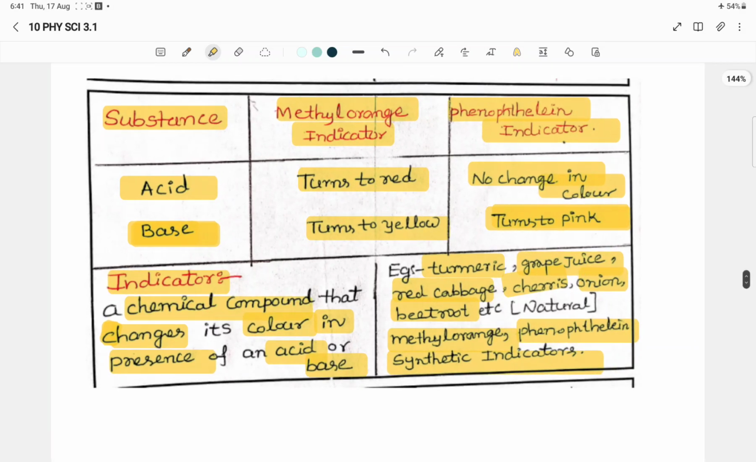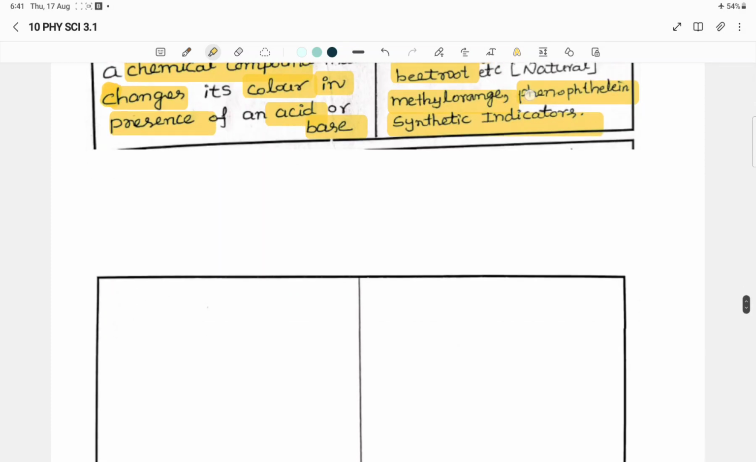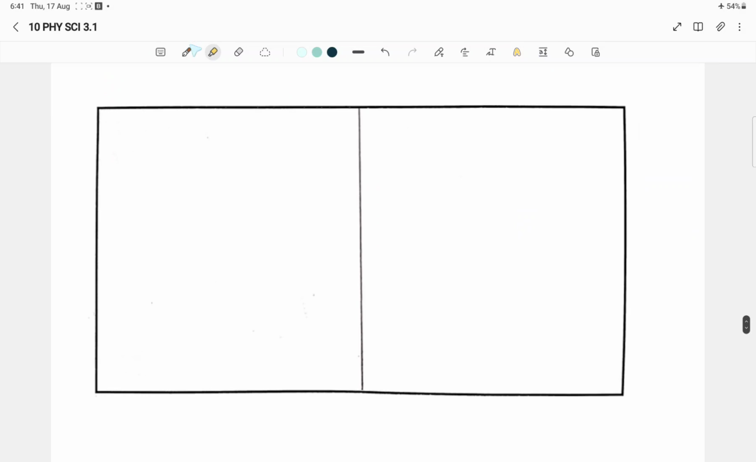This is the indicator. I am writing here: acids, indicator methyl orange turns to red, phenolphthalein, no change in color.